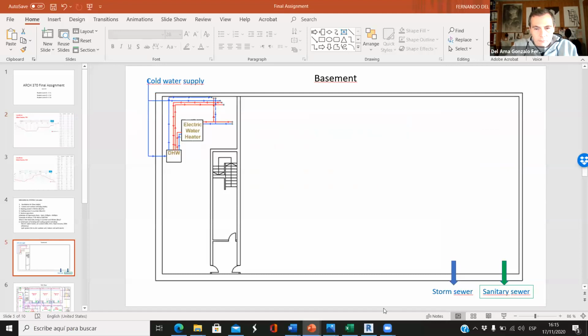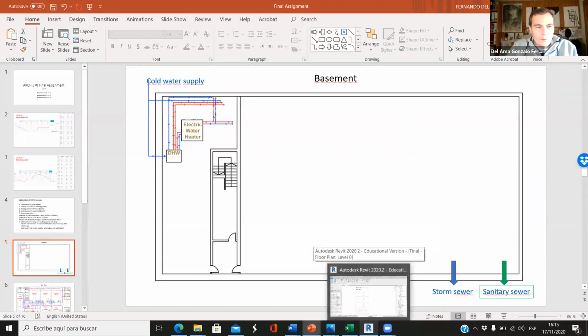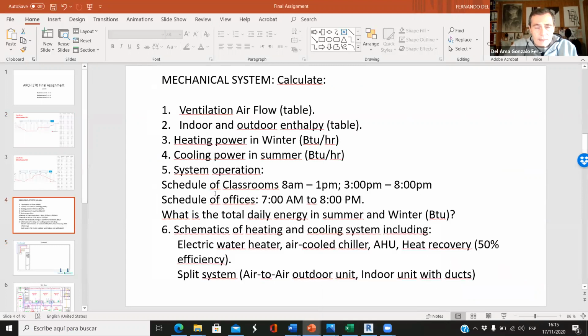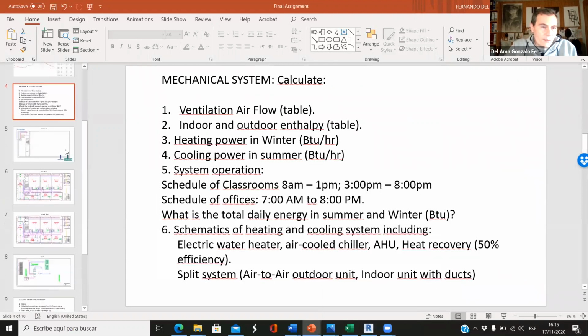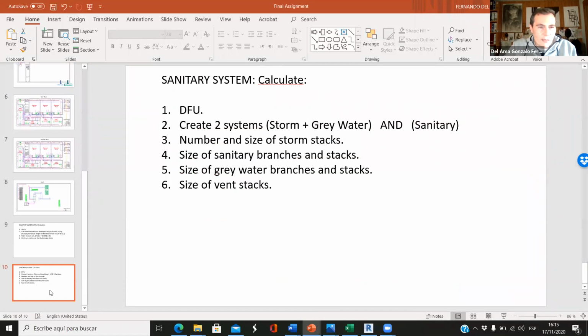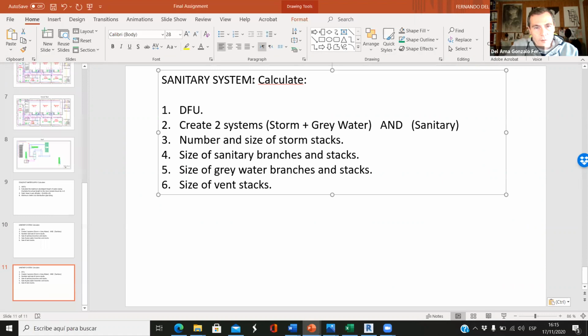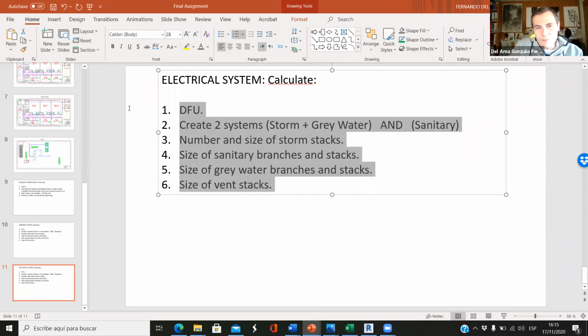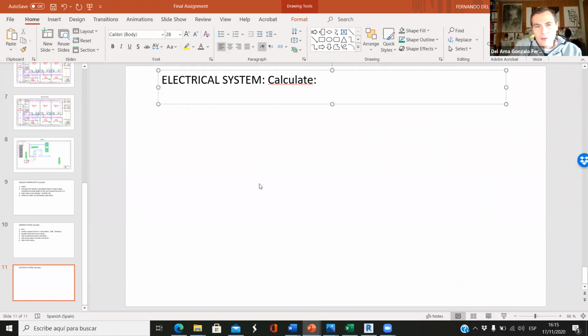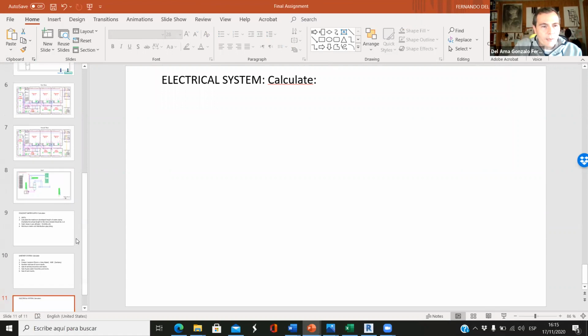We have a building, and you have a Revit file, so you can take measurements on that Revit file. And this is the statement. So there are three different things that we have to do. Well, there is actually a fourth one. The fourth one is the electrical. But for the electrical systems, we don't have to draw anything. We just have to calculate. So I will upload it later.